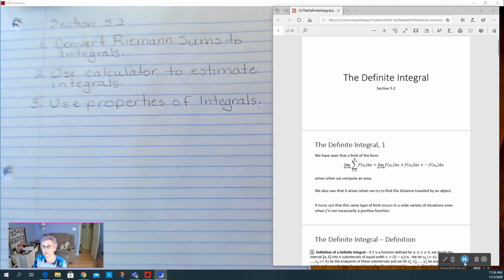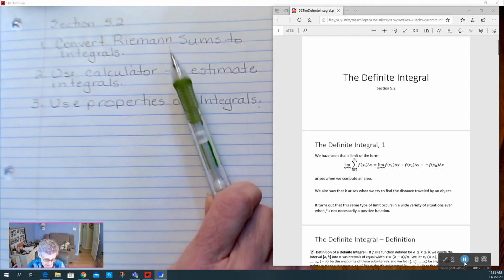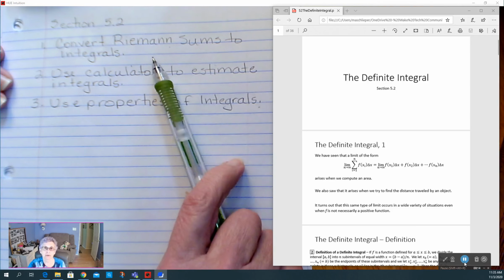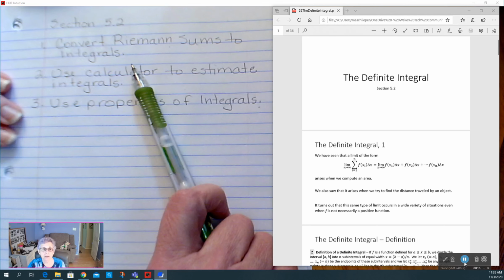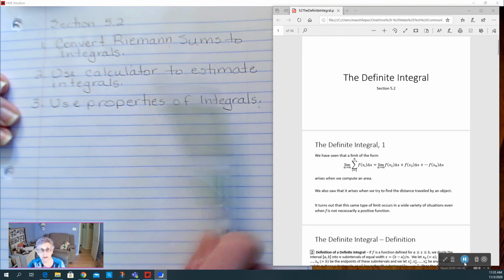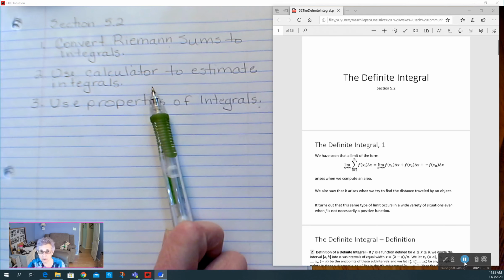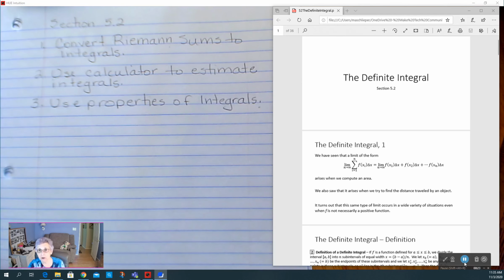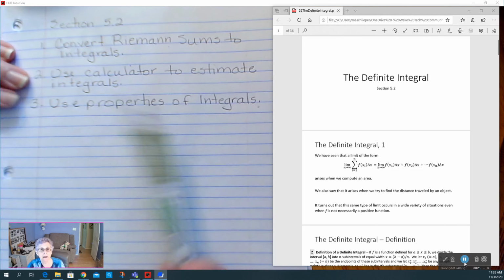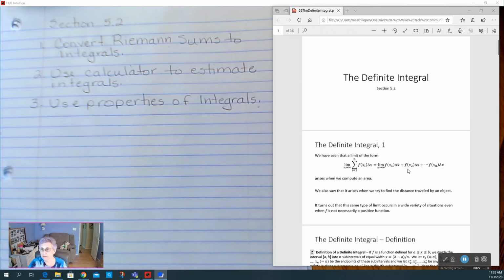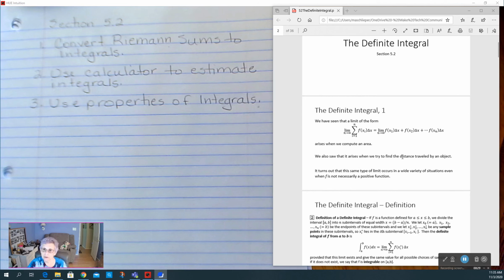Alrighty, in this section we are going to build upon section 5.1 where we talked about the area under a curve. We have three basic things we want to accomplish in this section. We want to be able to convert Riemann sums to integrals. We want to be able to use our calculator to estimate integrals using Riemann sums, left, right, and midpoints, and use the properties of integrals.